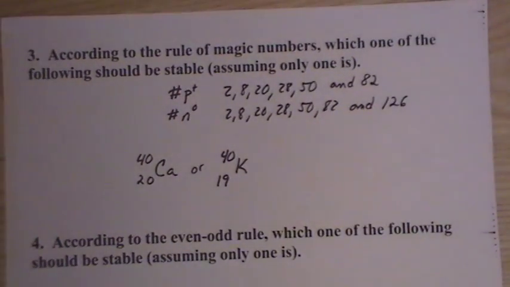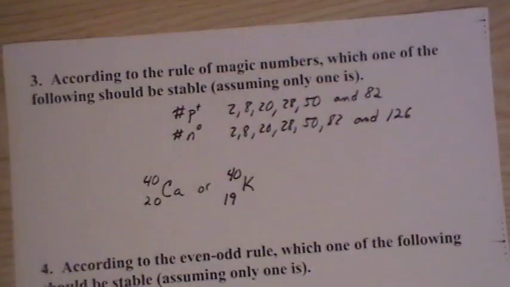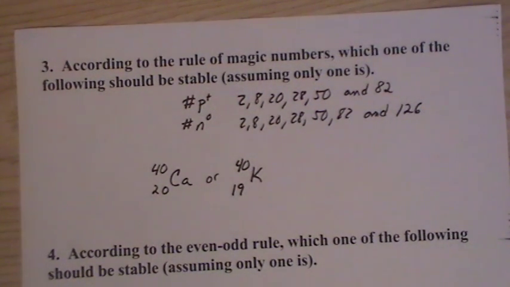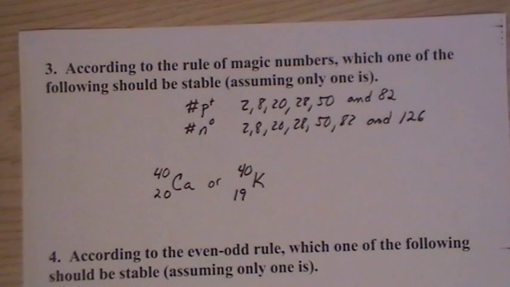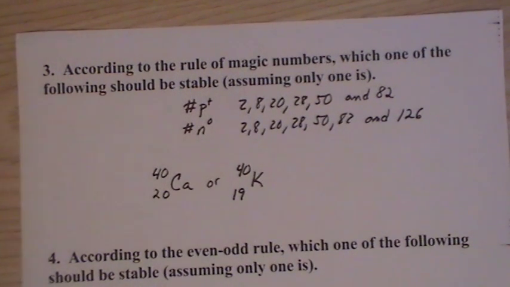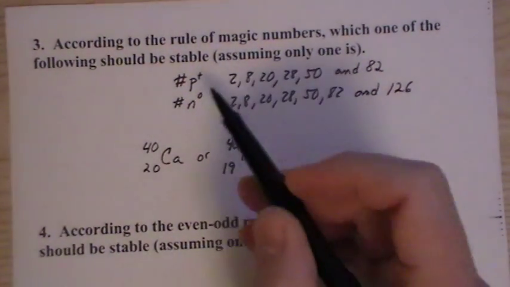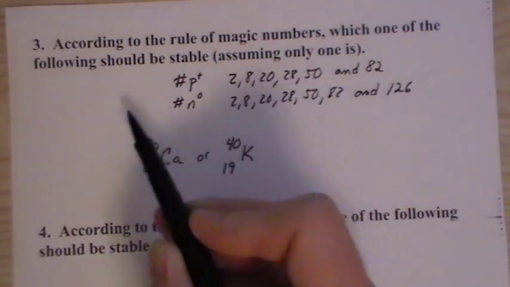Okay, so when we're given an isotope, we want to know whether or not it's radioactive. There are 3 tests that we can run. They're very, very basic. Somebody who is in this field of study will probably know most of the radioactive elements that are common. But if you came across 2 and you weren't sure which one was radioactive, but one of them was, you could use these 3 tests. So we have, according to the rule of magic numbers, which one of the following should be stable.